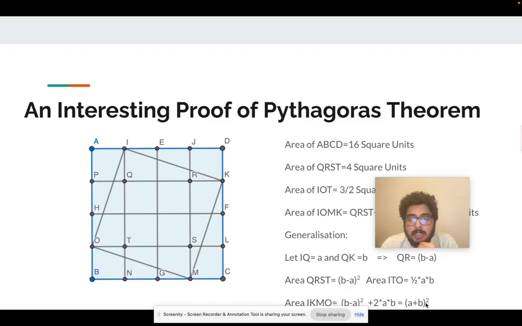There is a small misprint here. It should be a square plus b square. Okay, so this square has area of a square plus b square. This is a, this is b.